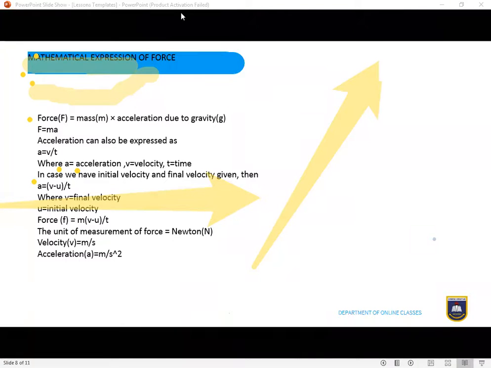Sir, okay. Please, I want to ask, how does force affect the size of an object? You said? How force affects the size of an object? Yes. That's what I mentioned.